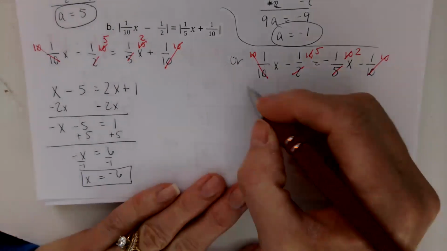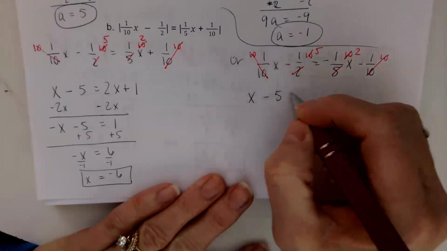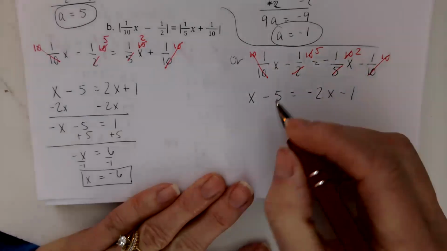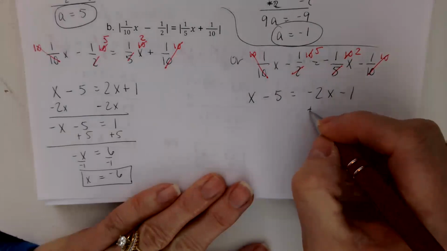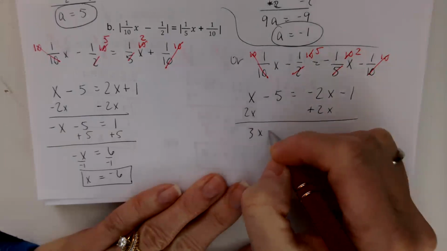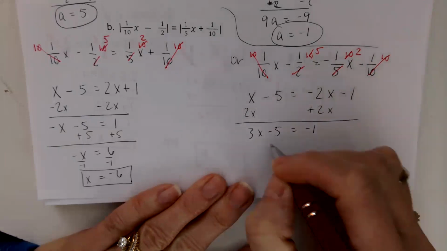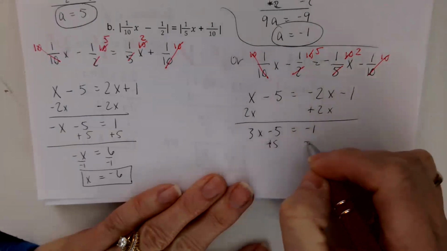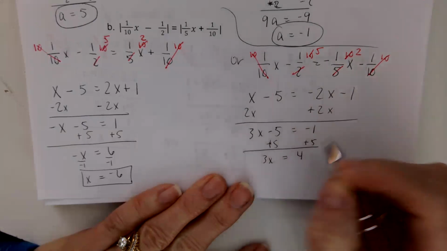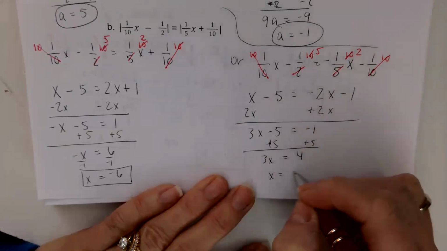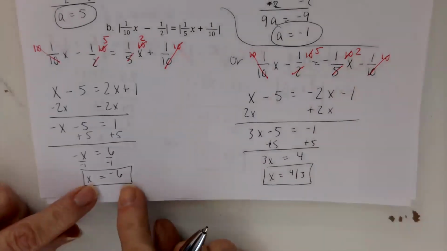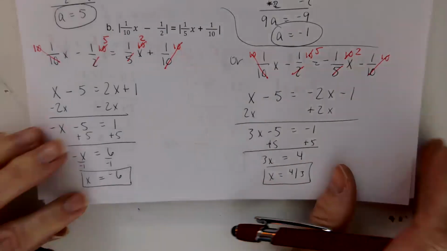Okay, so over here we have x minus 5 equals a negative 2x minus 1. Now I'm going to move my x's to the left again, so I'm going to add 2x. So we have 3x minus 5 equals a negative 1. I'm going to add 5. So 3x equals 4. And then when we divide by 3, we get x is 4/3. So x is either equal to a negative 6 or 4/3.